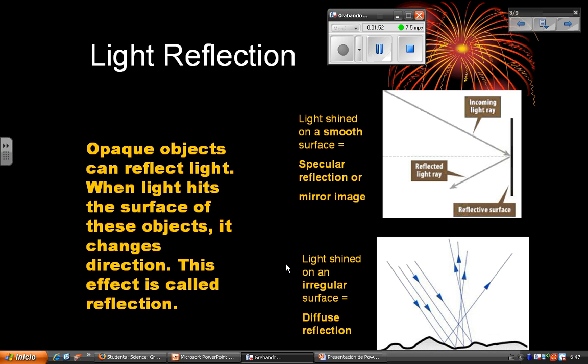When light is shined on an irregular surface, or a bumpy surface, it creates diffuse reflection. You might also hear it said diffuse reflection. You can see these effects in the pictures at the right. Again, specular reflection, when a mirror image is created, and diffuse reflection.